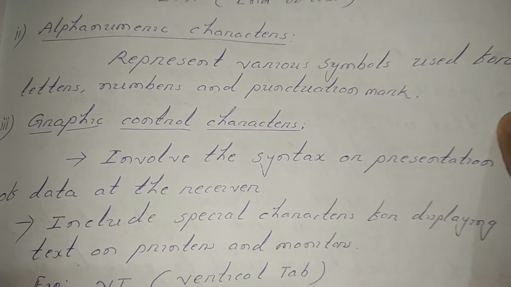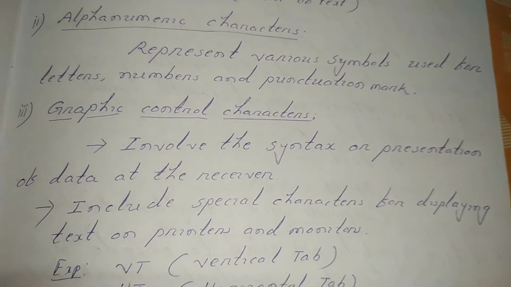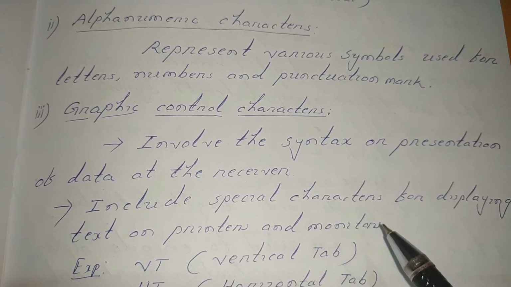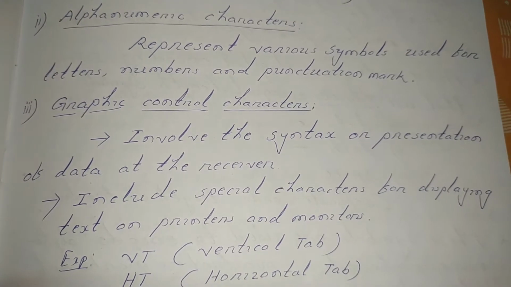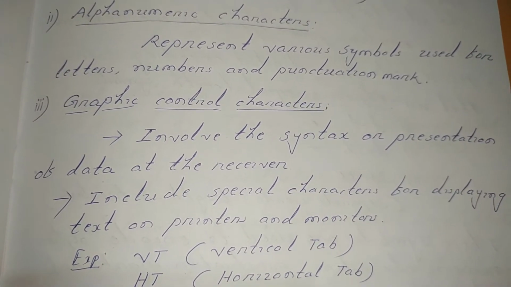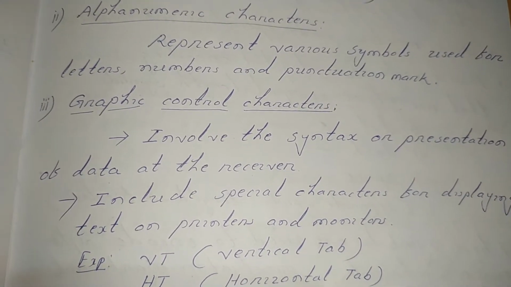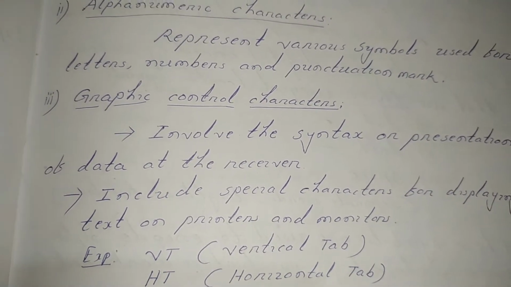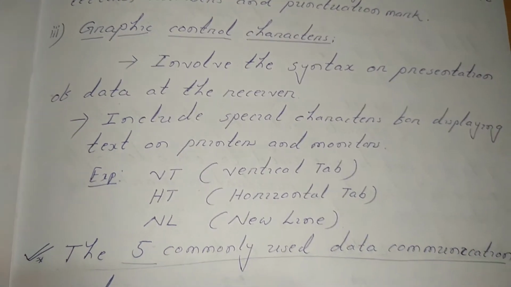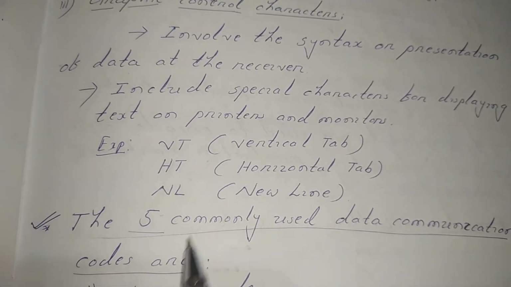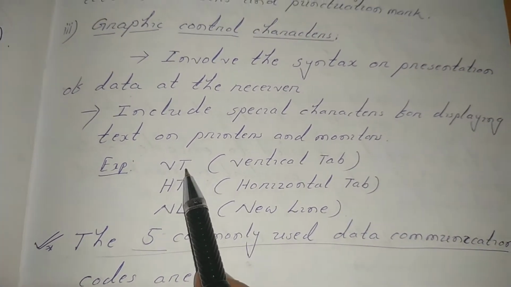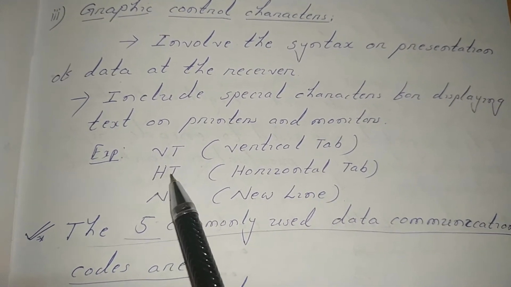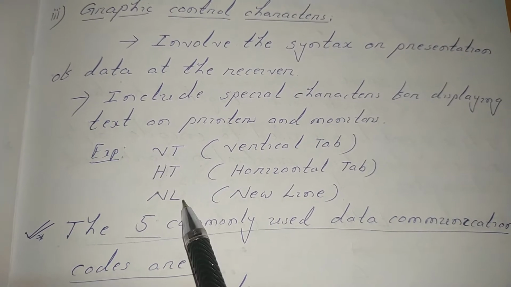Then the third one is your graphic control characters. It involves the syntax or presentation of data at the receiver, how the information or data will be presented. That is, the graphical presentation of the information is determined by the graphic control characters. It includes some special characters. Here I have taken some examples. VT is one graphic control character that represents the vertical tab. HT is horizontal tab. NL is for the new line.